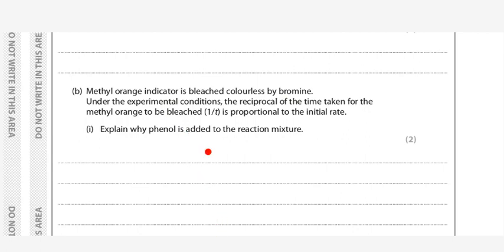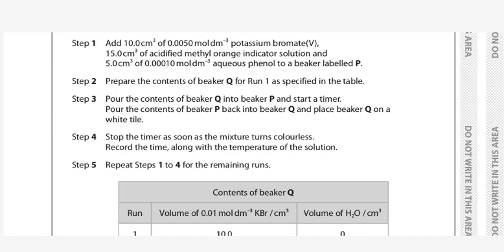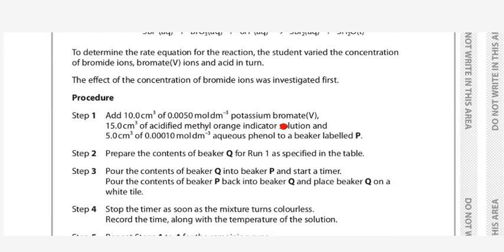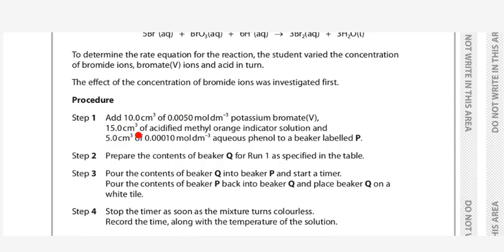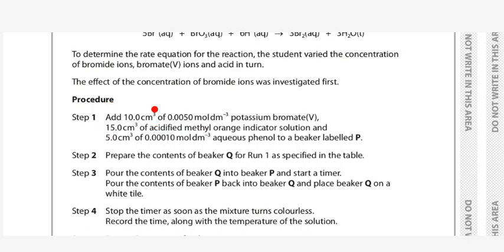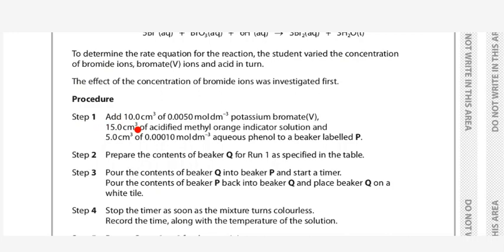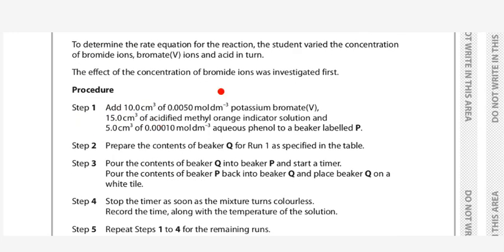The remaining bromine will then react with the methyl orange and bleach it. It turns colorless. Now look at the amounts. Phenol is a very, very small amount, right? 0.0001 compared to methyl orange, which is 15, and this is 5 cm cubed of 0.0001. Compared to potassium bromide, it's a very small concentration. So this little bit of phenol is added to react with the initial bromine which is produced.